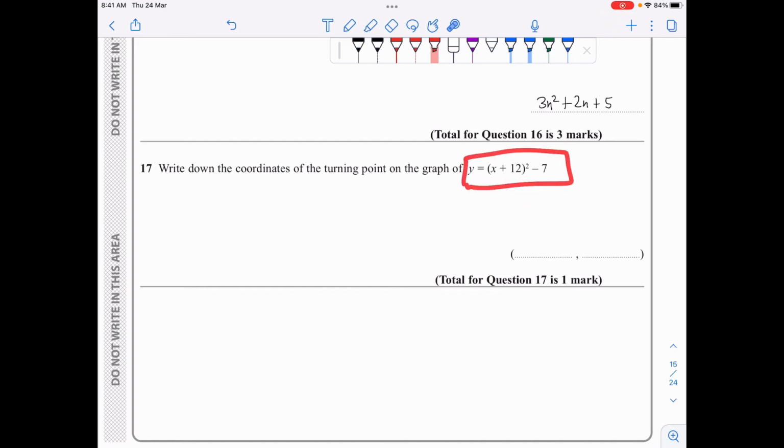So we know that x plus 12 squared will be greater than or equal to 0 always for all values of x. So if I deduct 7, this will always be greater than or equal to minus 7. And this minimum will be attained when this is 0. So at x is minus 12, y will be minus 7. And these are the coordinates of the turning point.